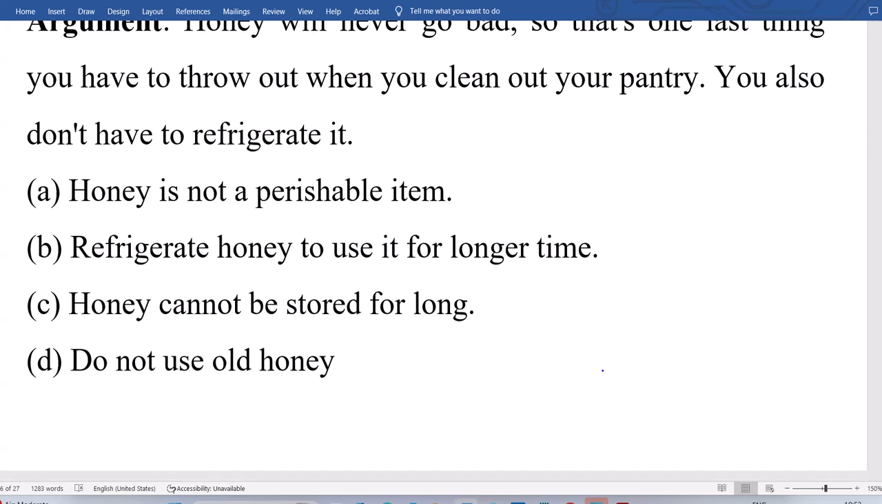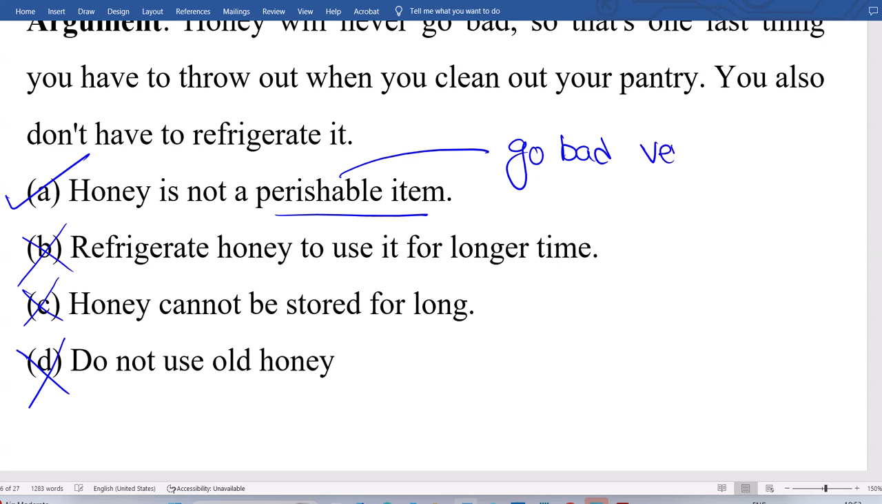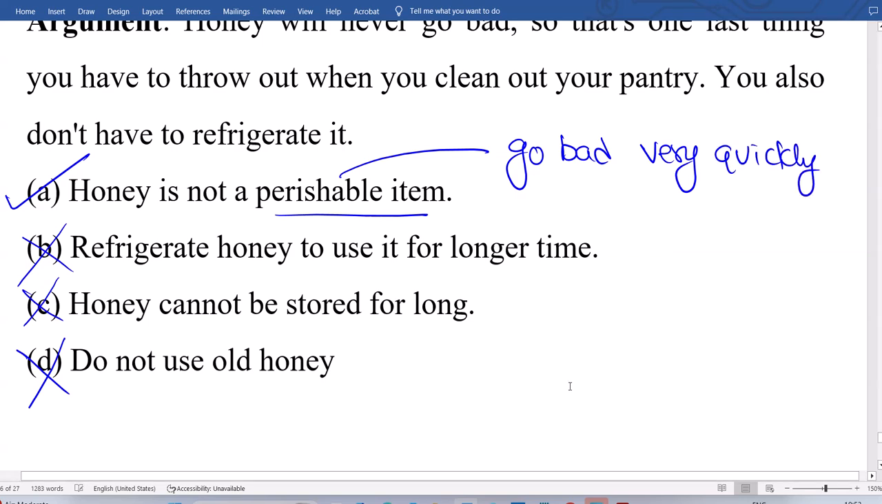Do not use old honey. It's not supporting. Honey cannot be stored for long, but the question says it is stored for long. Refrigerate honey to use it for, but they said we don't want a refrigerator. Honey is not a perishable item. Perishable means it will go bad very quickly. They said it won't go bad quickly, so it's correct. So that's what is supporting.